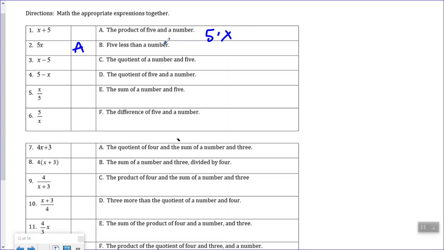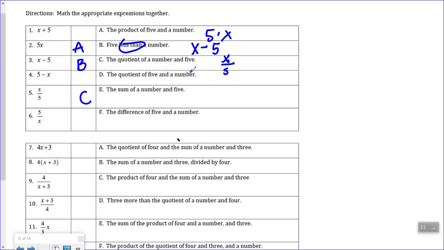5 less than a number. Be careful when you have less than, it is a subtraction, but you have to reverse the order, so it's x minus 5, which is number 3. The quotient of a number and 5. Quotient is for division, so x over 5, which is number 5.